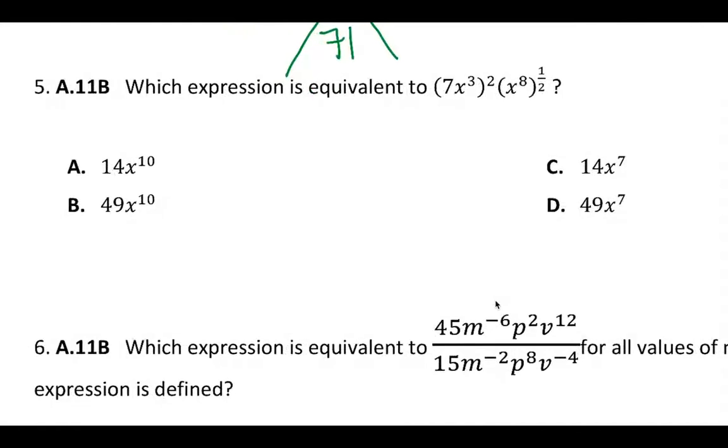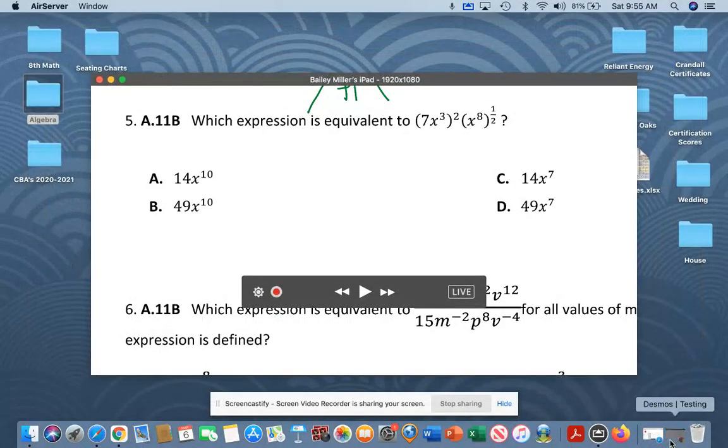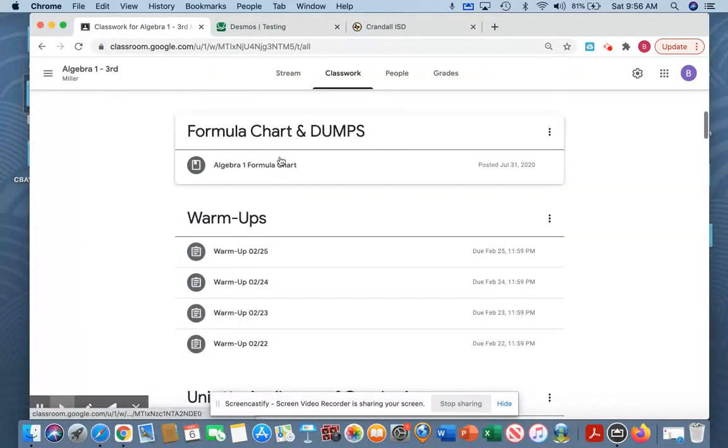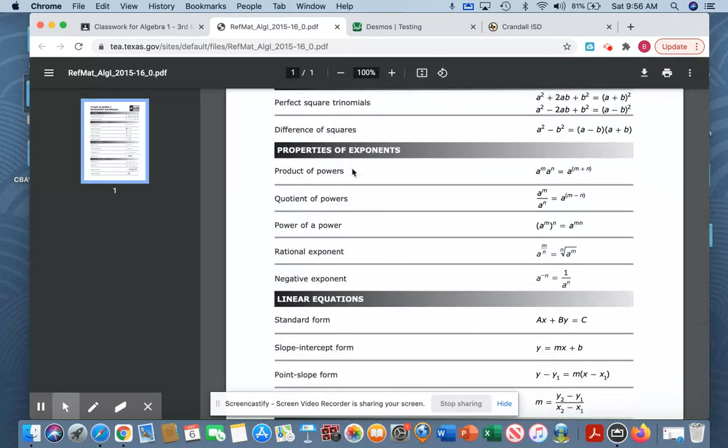Which expression is equivalent to all of this stuff? So this is our power rule and our product rule. Remember, you do get a formula chart. And that second section, properties of exponents, gives you all the rules. So if you forget or have a brain fart or whatever, here it is. It gives you that.